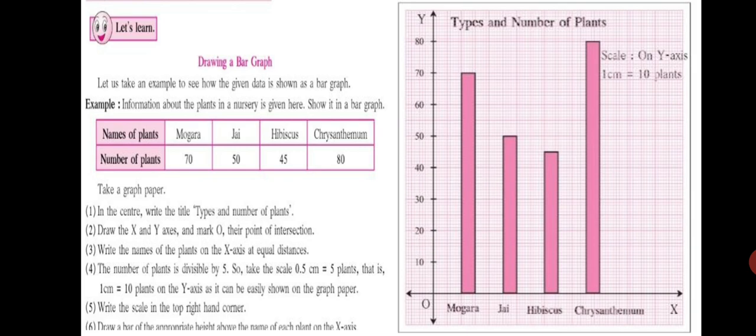The numbers should be also at equal distance. That is a dark color line after each box. And the names of the plants should be at equal distance from each other, leaving one box each. So this is just an example.